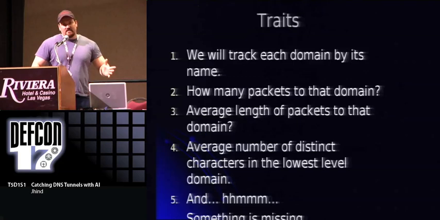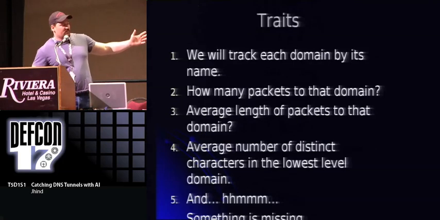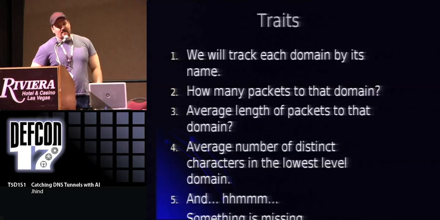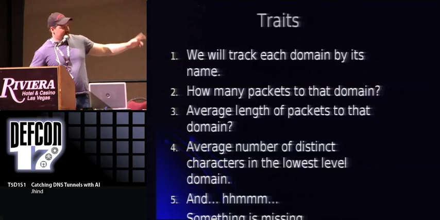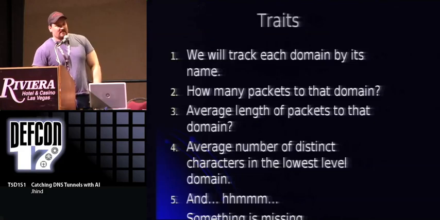So we're going to pull traits, because we already talked about traits. These are pretty straightforward for the most part to begin with, right? We're going to pull every domain name that goes past us. We're going to count how many packets go to that domain. I know I just ripped on packet counting and now I'm doing it. Let it go. We're going to count the average length of the packets. So we're still just packet counting. That's not terribly useful. Then the average number of distinct characters in the lowest level domain.